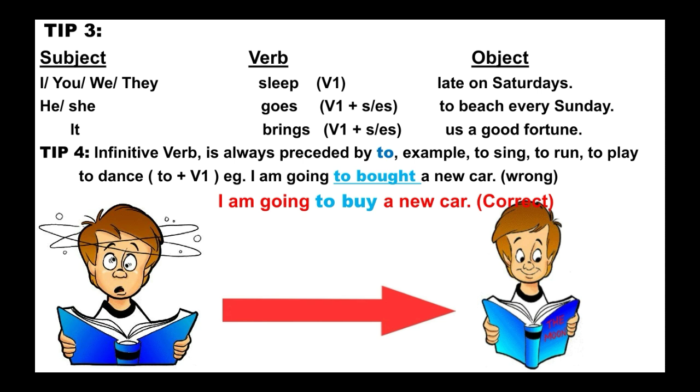Similarly with the singular subject he, she, it, plural form of the verb will go. For example, he goes to beach every Sunday. She goes to beach every Sunday. It brings us a good fortune, right?